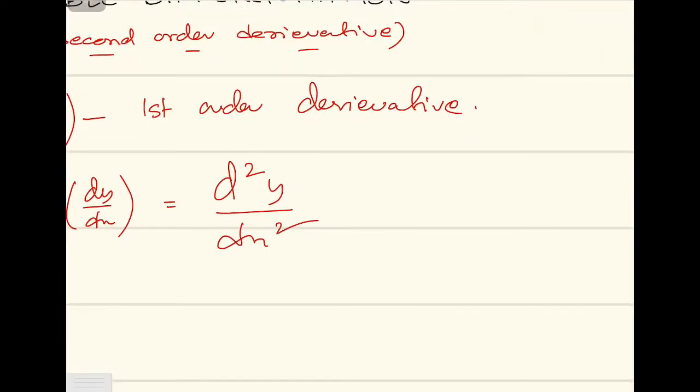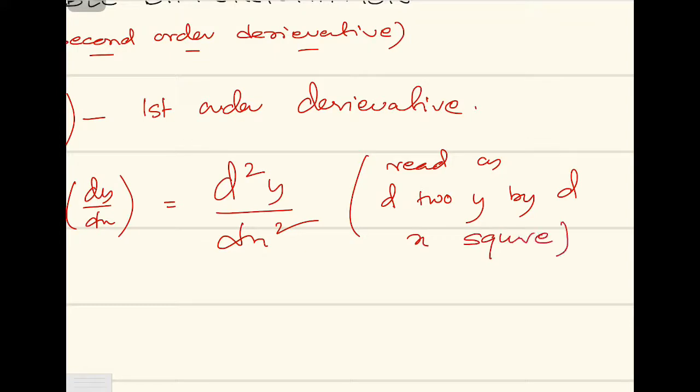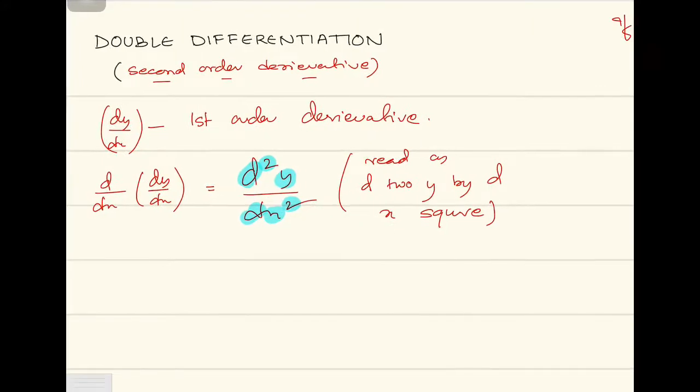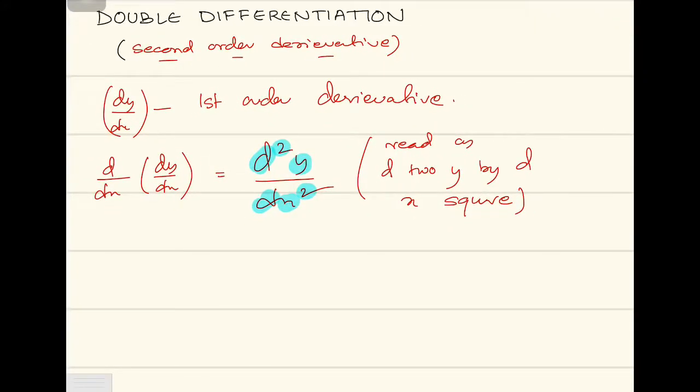Okay, I will write it down here. How do you read it? Read as d2y by dx square. Remember, this is how you read it. Again, I repeat, you read it as d2y by dx square. Okay, this is how you write the second order derivative. So this is known as second order derivative, as you have obtained it by taking differentiation of the first order derivative. Correct?